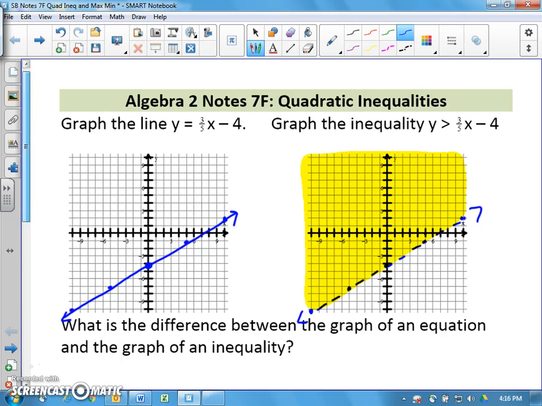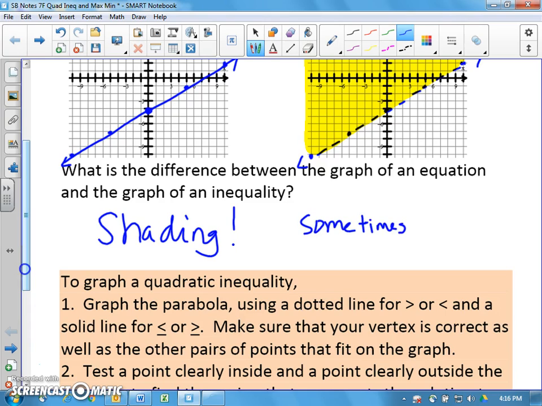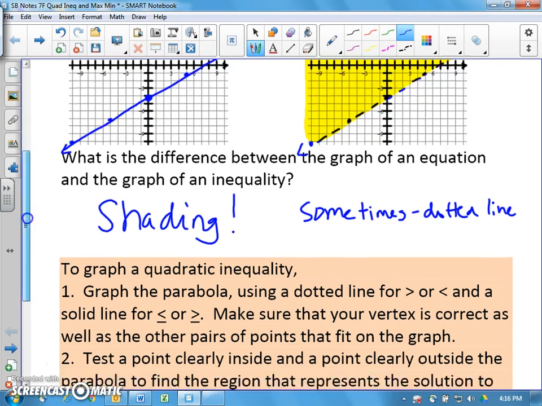So that brings us to the question, what is the difference between the graph of an equation and the graph of an inequality? Well, clearly the big difference is the shading. You would also sometimes see a difference in the dotted line. So these are really the two things that you're going to need to consider as you graph quadratic inequalities.